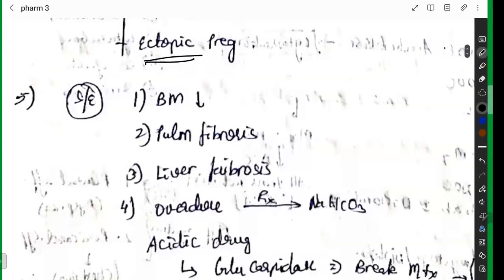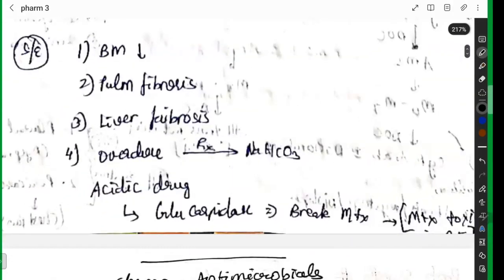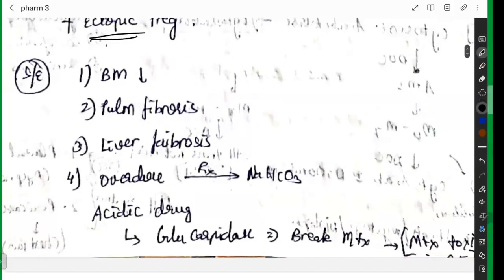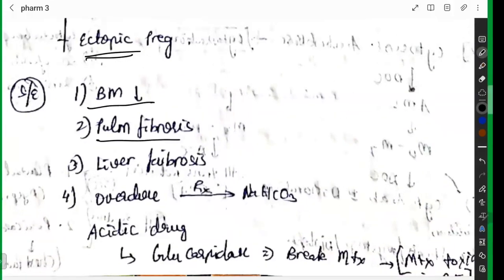Then you're going to have the side effects of methotrexate. Remember, the side effects of methotrexate are bone marrow suppression and pulmonary fibrosis. Can you tell me what are the drugs that cause pulmonary fibrosis? Already we discussed this. Can you put in the chat box one by one what are the drugs that cause pulmonary fibrosis? We saw 5 drugs. Can you recall and tell me those 5 drugs? Put it in the chat box.